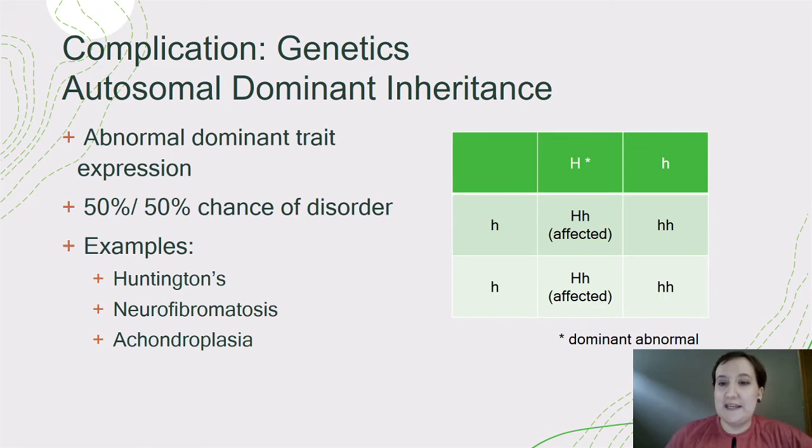So in this case, the abnormal gene is the one that needs all the attention, pushing the normal off to the side. So a person's going to carry both, right? The corresponding gene is recessive. So in this case you have a 50-50 chance of having the disorder and a 50% chance of not.